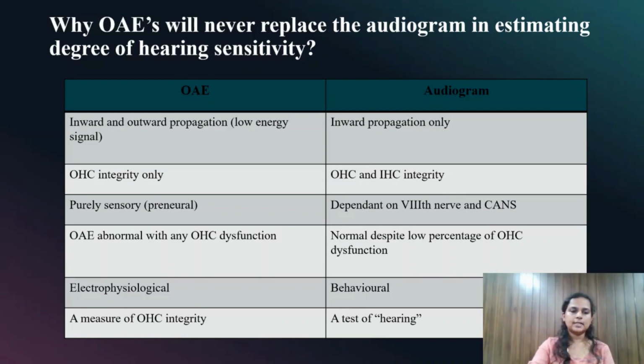OAE is purely sensory, which is pre-neural. It doesn't record any neural activities, whereas the audiogram assesses both, being dependent on the eighth nerve and the central auditory nervous system. OAE is abnormal with any outer hair cell dysfunction. Audiogram is normal despite a low percentage of outer hair cell dysfunction. OAE is an electrophysiological test. Audiogram is a behavioral test where it involves subjective responses. OAE measures outer hair cell integrity, whereas the audiogram is a test of hearing.